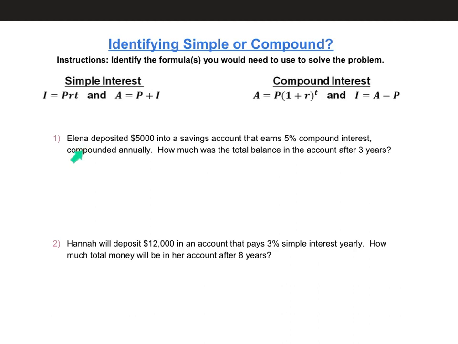So reading through the first one, Elena deposited $5,000 into a savings account that earns 5% compound interest compounded annually. How much was the total balance in the account after 3 years? Now, reading this question, I see it says how much was the total balance? Well, total balance is your A. Then I do notice it's a compound question. So if I look at my compound section of formulas, I am just finding the A, which means I'm just doing this formula. Okay, so that one is finished.